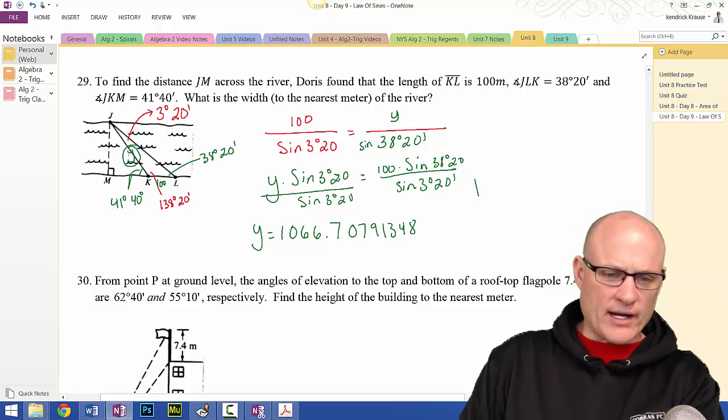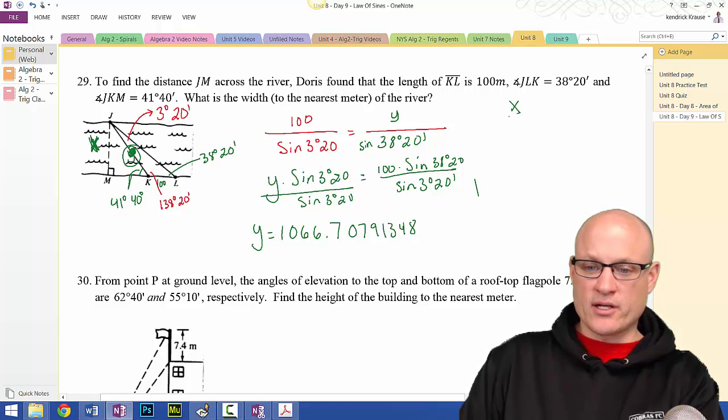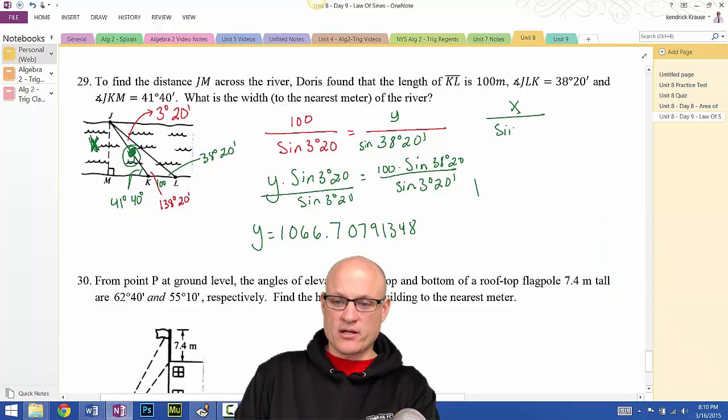Well, I got y now. I've got this right here, I've already got this, and I want to find this river length, width, x. Well, x has to go over the sine of 41 degrees 40 minutes. Sorry, I haven't looked up in a while. You're probably all tuned out on me already. It is equal to this value. I'm not going to write this because this is my last problem. This value over the sine of 90 degrees.